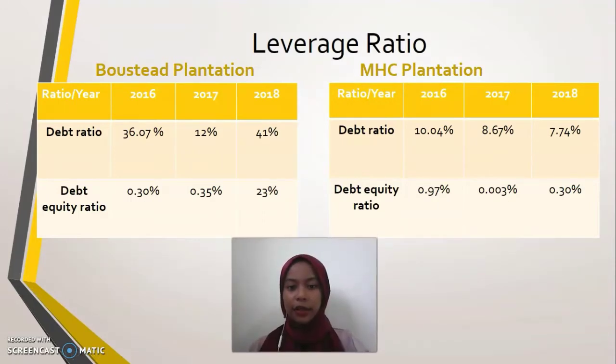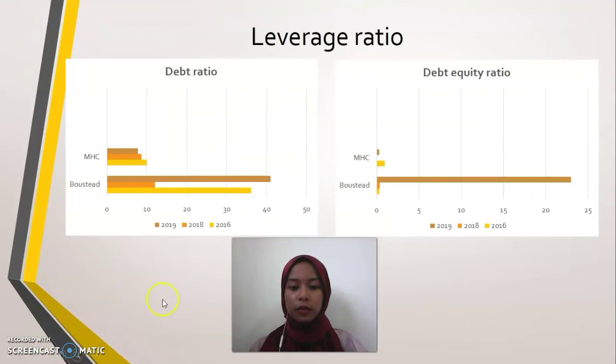So let's continue to leverage ratio. So this is the ratio, the figure. You can look here at the decrease and increase, but to be more clear, let's use the graph so that you can see the increase and decrease here.